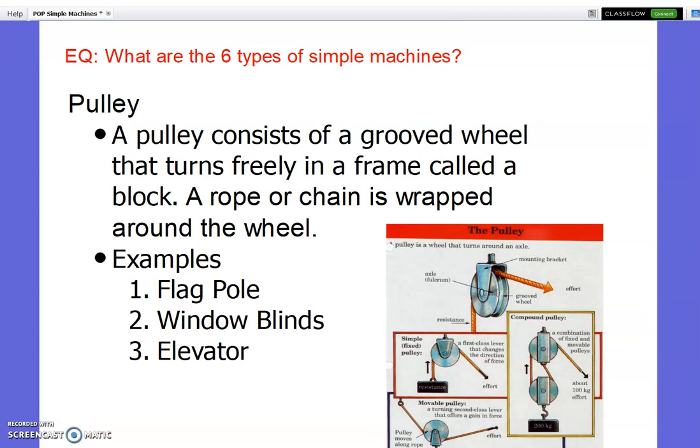Next type of simple machine is a pulley. A pulley consists of a grooved wheel that turns freely in a frame called a block. The block would be like right here, mounting bracket, the block. A rope or chain is wrapped around the wheel. Examples would be like a flagpole to raise the flag, the Venetian blinds, the window blinds to lift them up, and an elevator uses a pulley as well.